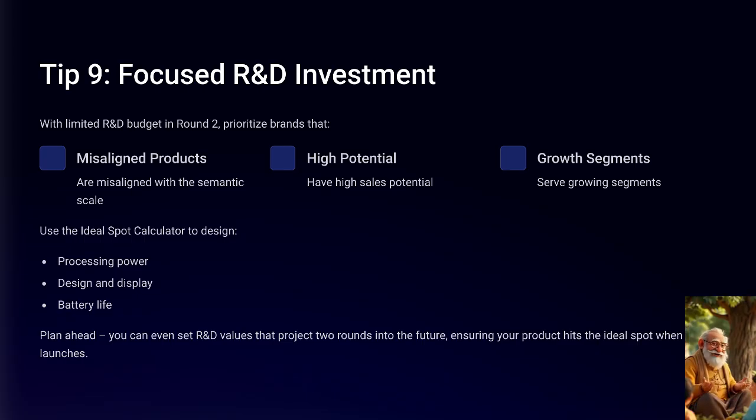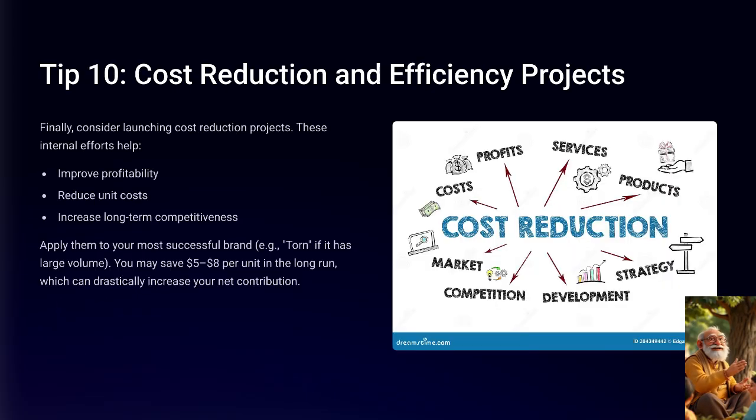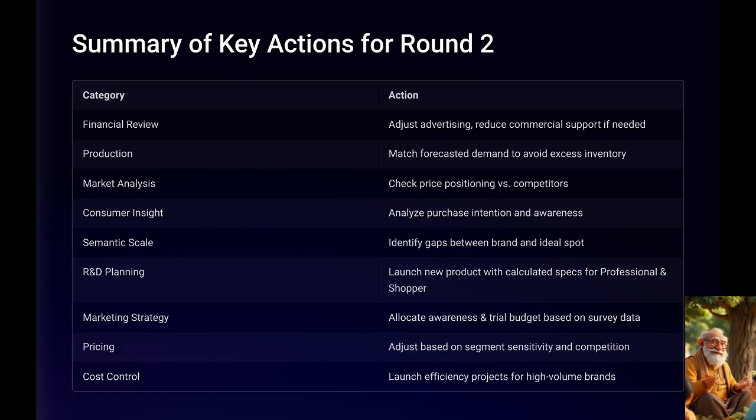Tip 10. Cost reduction and efficiency projects. Finally, consider launching cost reduction projects. These internal efforts help improve profitability, reduce unit costs, and increase long-term competitiveness. Apply them to your most successful brand, e.g., Torn if it has large volume. You may save $5 to $8 per unit in the long run, which can drastically increase your net contribution.